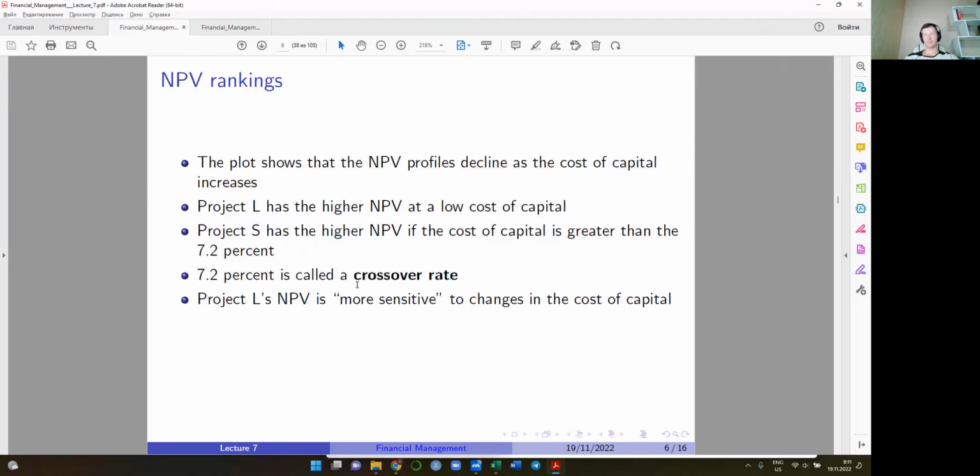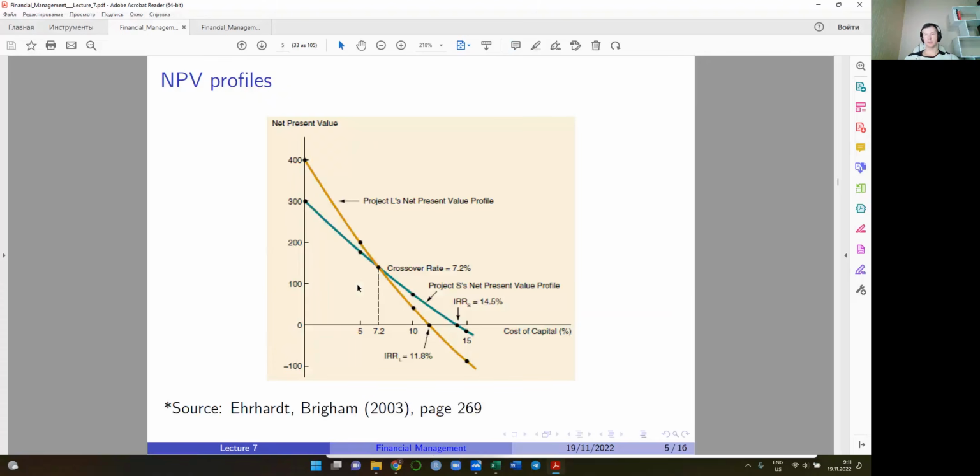What else do we see? We see that project L is more sensitive to changes in the cost of capital. So how is this sensitivity measured? With the slope of this line. If this line goes down faster, then net present value is more sensitive to changes in cost of capital. So look, if cost of capital changes from 5 to 10, NPV for project L drops from almost 200 to almost 50 here, which is something like 150.